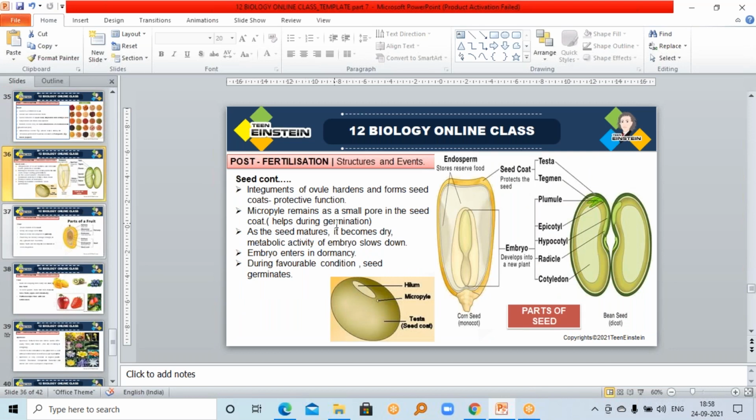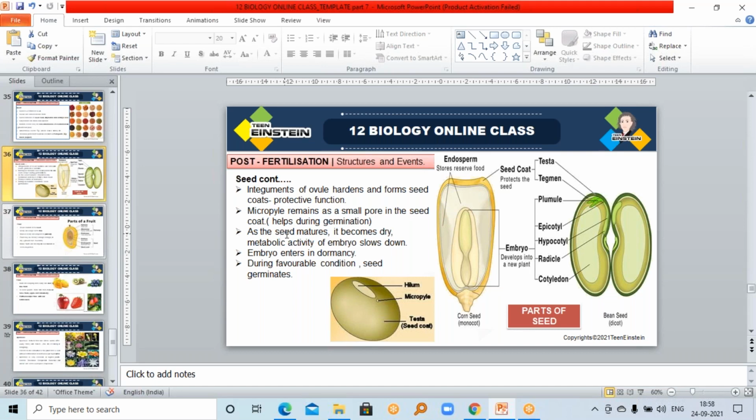The integuments of that ovule will harden and form the seed coat. Seed coat is formed from the integuments. The hard integuments will form the seed coat. The seed coat has a protective function.